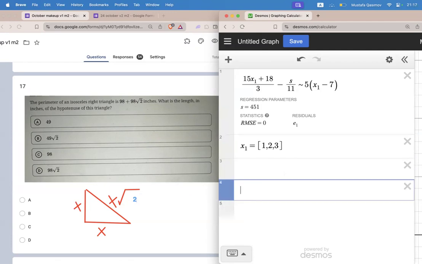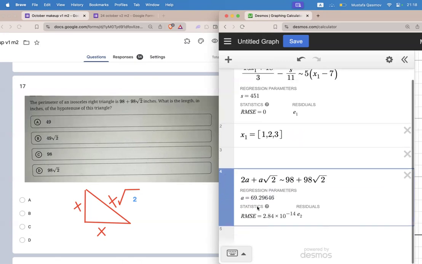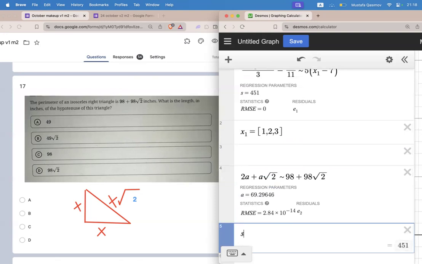We know that perimeter is equal to 2x plus x square root of 2. And it is equal to 98 plus 98 square root of 2. Let's think it a, not x. Then let's write it like this. Then a is equal to 98. Because it asked what's the hypotenuse, let's write here a square root of 2. So it will be 98.